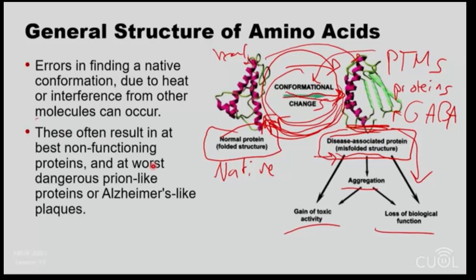Okay, so if it doesn't go back into that native conformation, right, the result at best is a non-functioning protein. It just sits there and, I mean, it will get chewed up, it will get taken apart. Somehow there could be a chaperone protein that comes and helps it, but oftentimes you can't refold it and you end up with prion-like proteins or Alzheimer's-like plaques, so pathology. So not just Alzheimer's, not just prions, Parkinson's disease, Huntington's disease, a whole host of diseases that are based on proteins getting stuck into these high energy unfolded conformations or misfolded conformations.